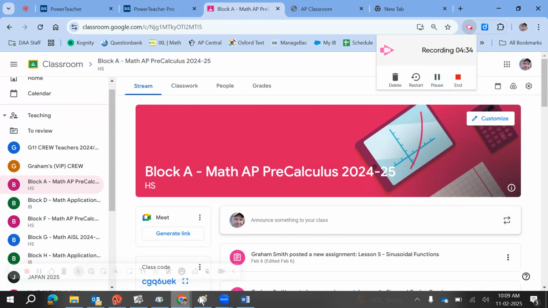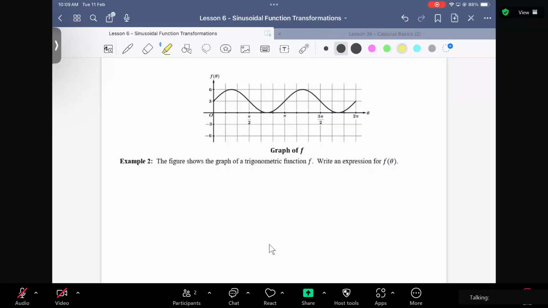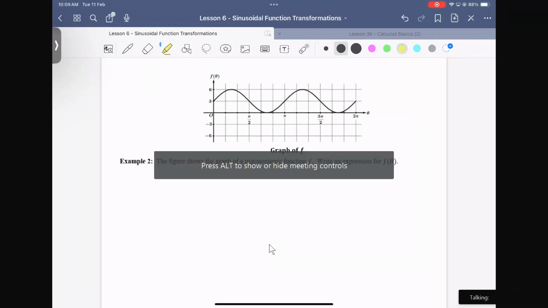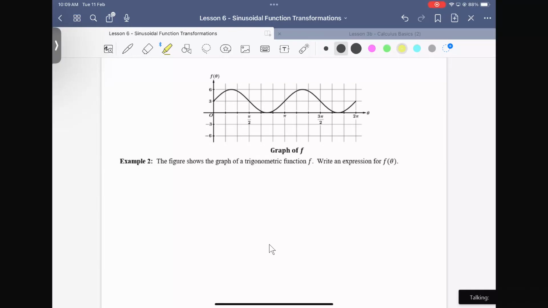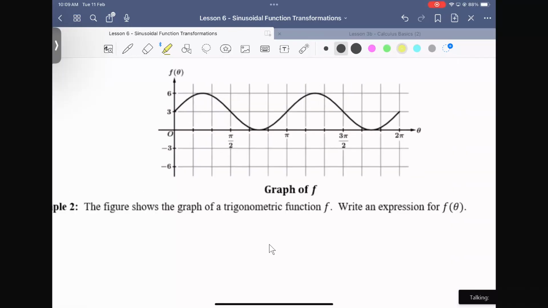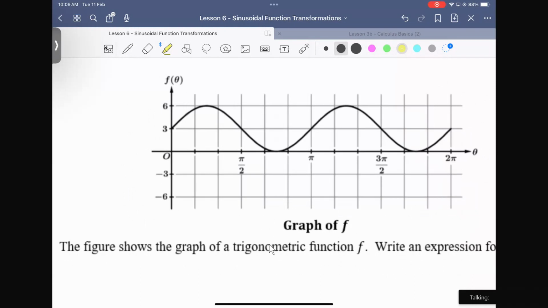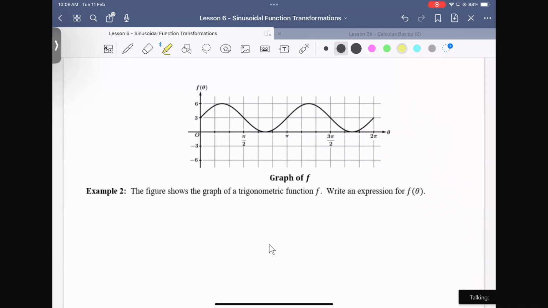Okay, so let's have a look now. The figure shows the graph of the trigonometric function. Write an expression for f. So we need to start off by finding the midline, finding the amplitude, and then finding the period.